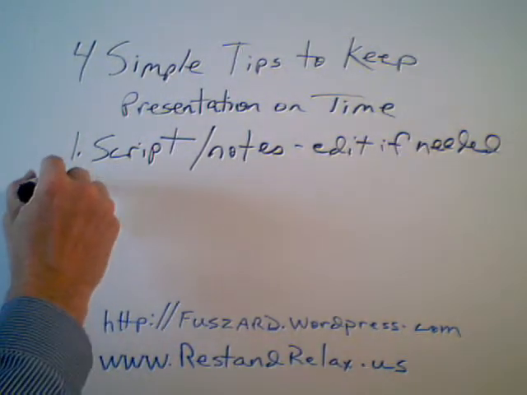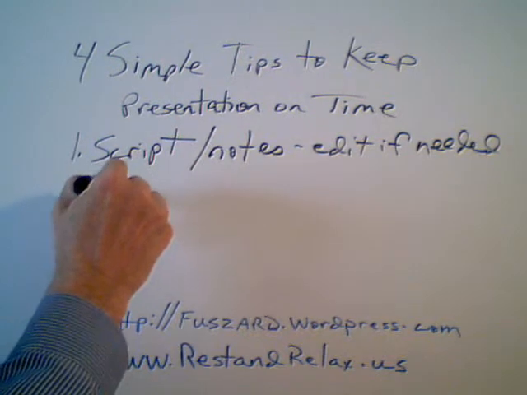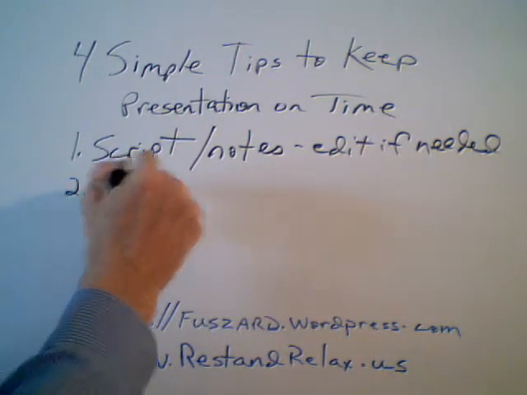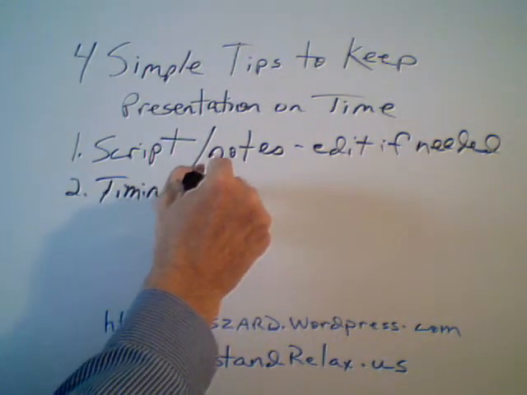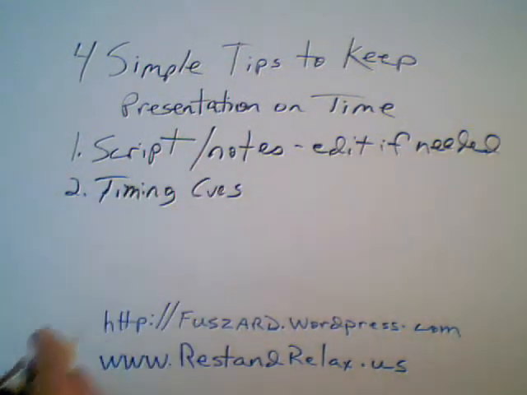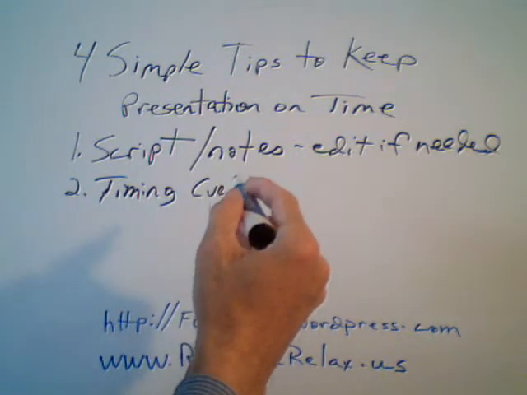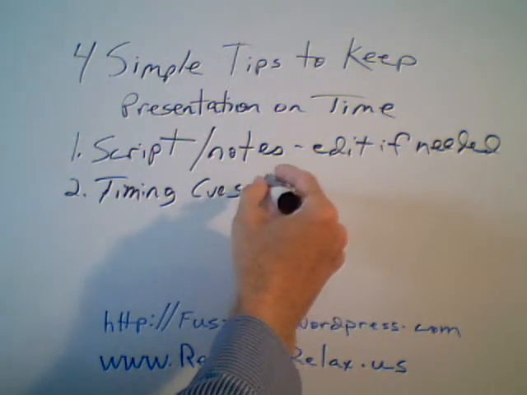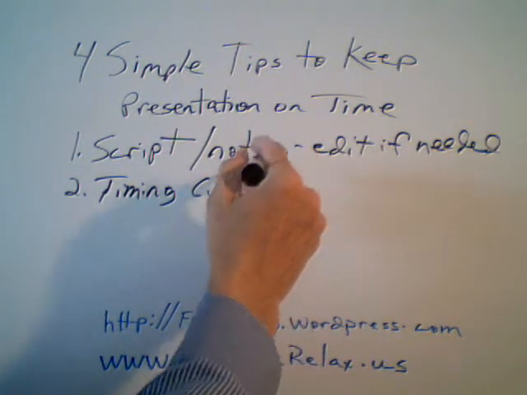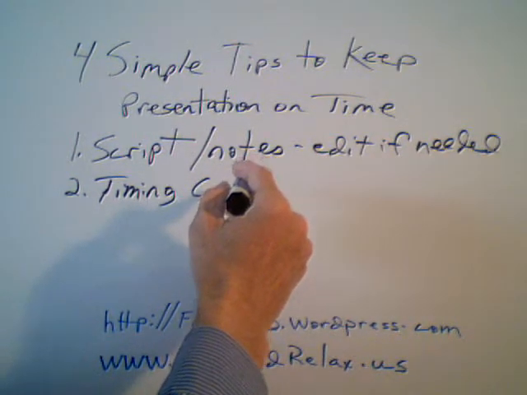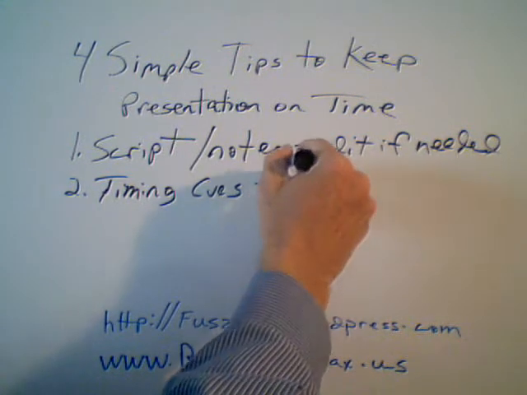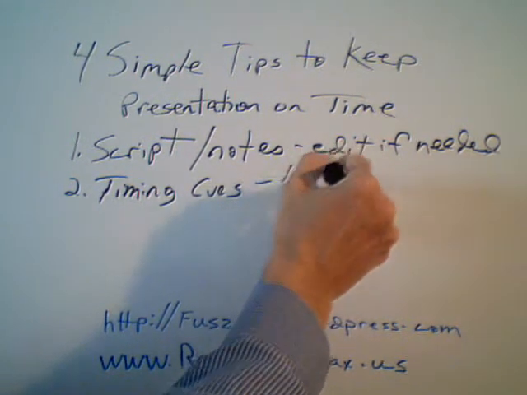Second, use timing cues. These are little notes you put in the margin or somewhere in your text to let you know where you should be along in your presentation. But they should be based upon the actual time of your presentation. Let's say that you're starting at 10 and you want to cue yourself every 15 minutes. Well, then on your margin at one point you might have 10:15 and then 10:30.